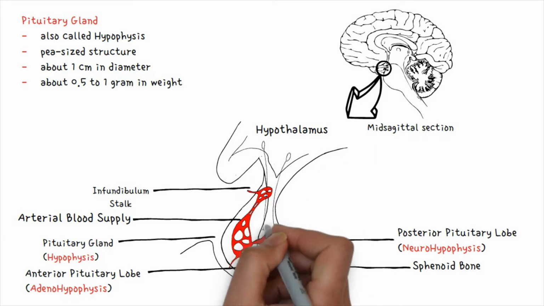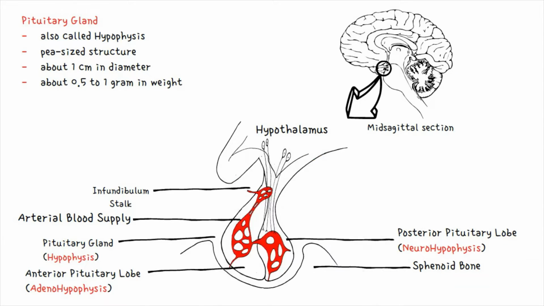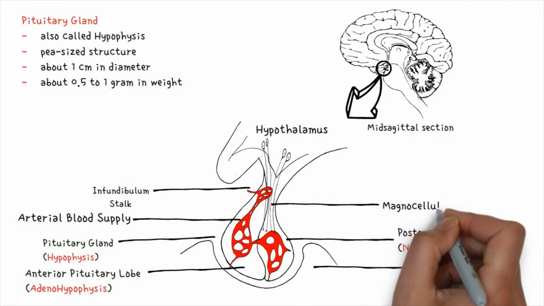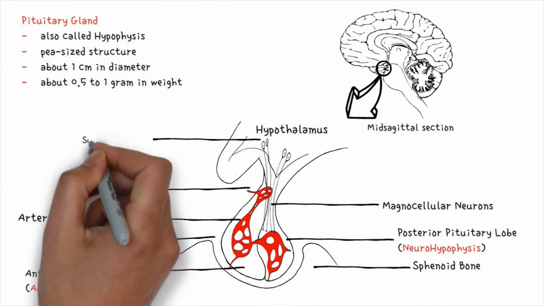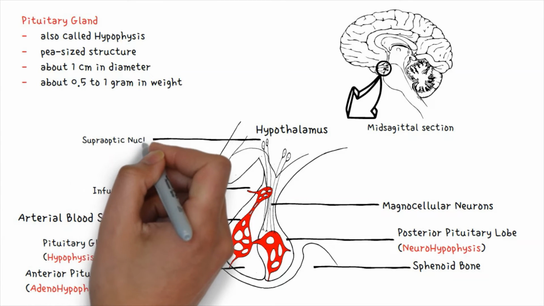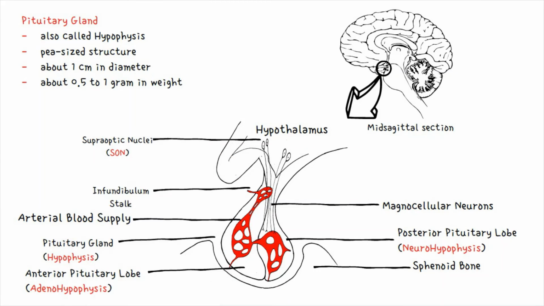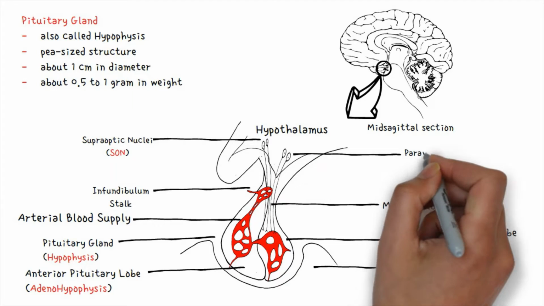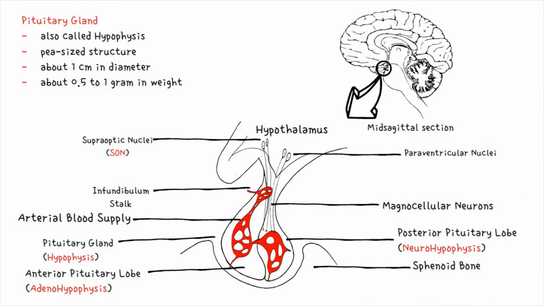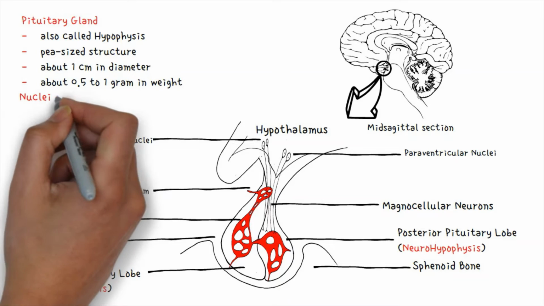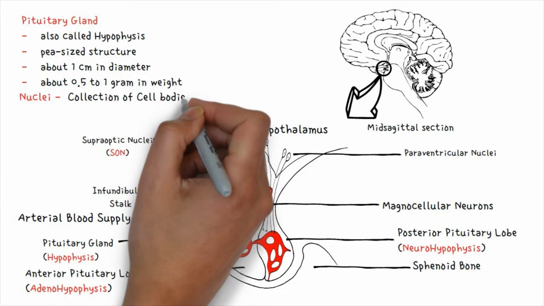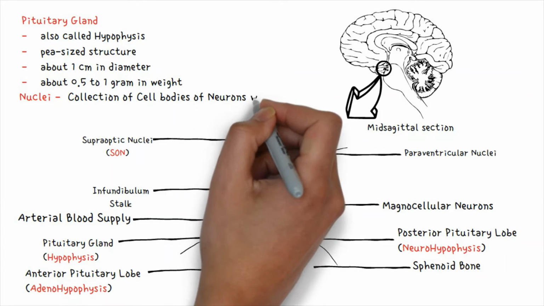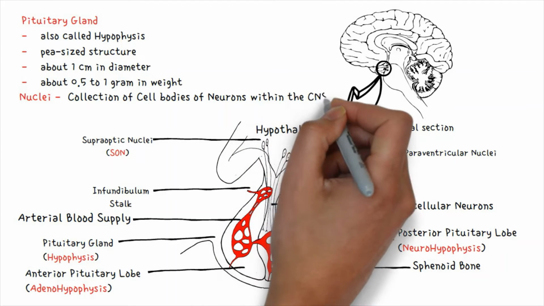Hypothalamus contain neurosecretory cells or neurons, and this group of neurons which run through the infundibulum into the posterior lobe are called magnocellular neurons, and the cell bodies of these neurons forms the supraoptic nuclei and paraventricular nuclei in the hypothalamus. The word nuclei is usually used for the collection of cell bodies of the neurons within the central nervous system.